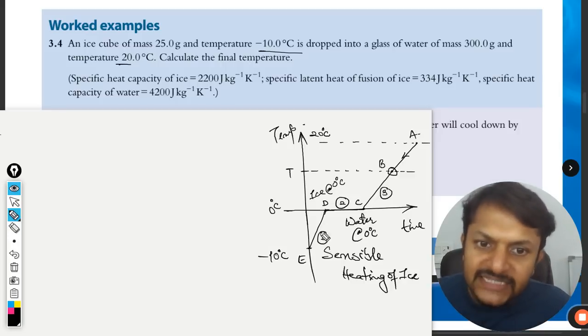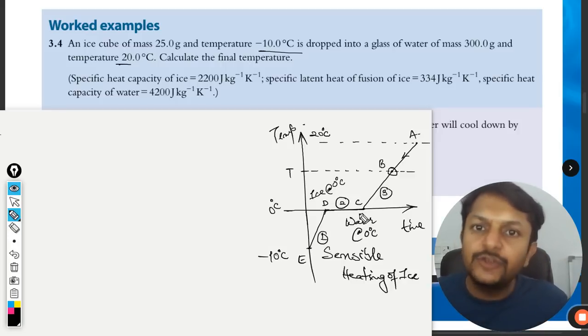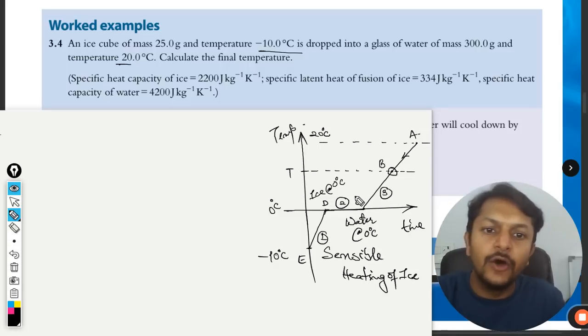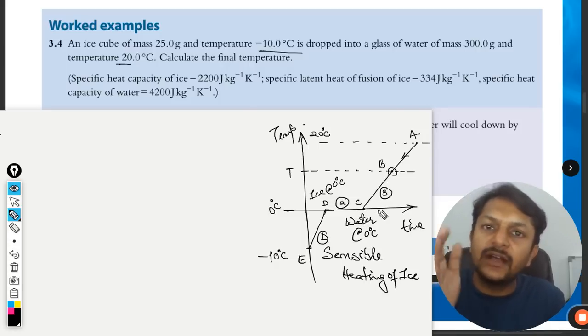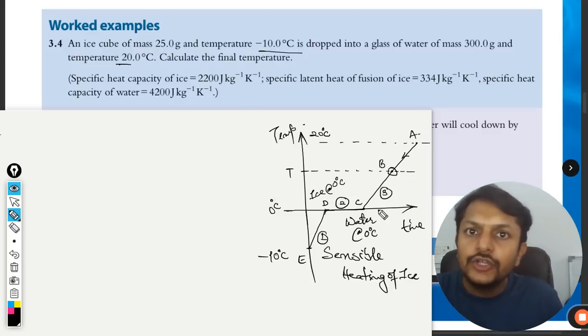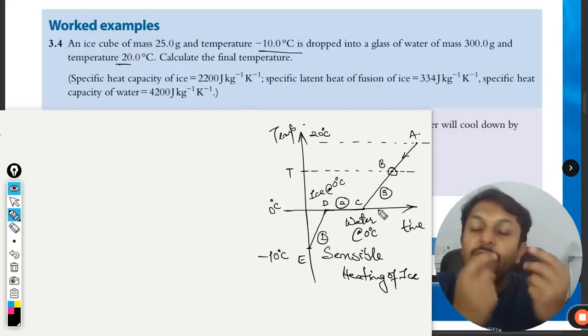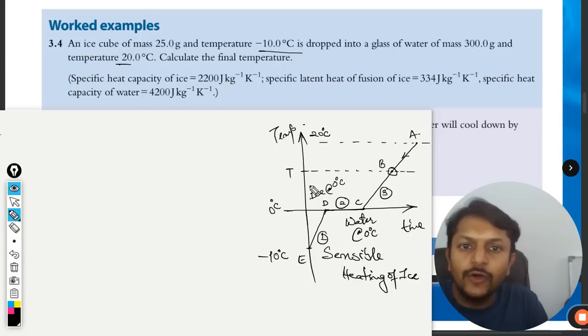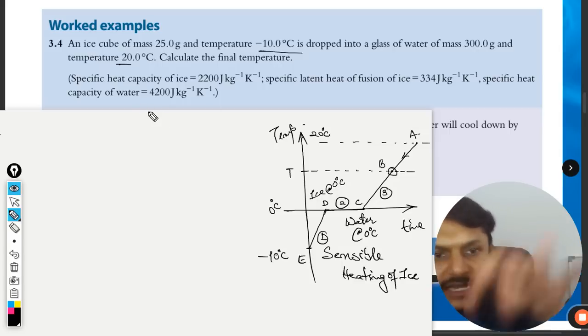Point number one is sensible heating of ice. D to C is the latent heat that will be released now. And from C to B is again the sensible heating of water. So these three heats have been given, and all the heat is coming from the A to B region only. So let us now concentrate on the numeric part of this.